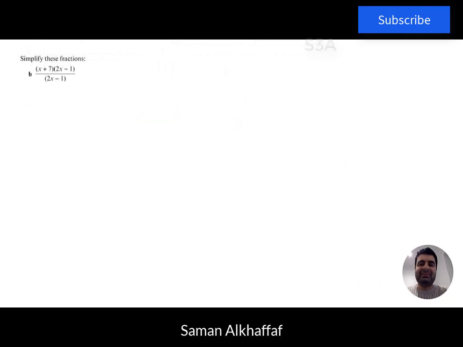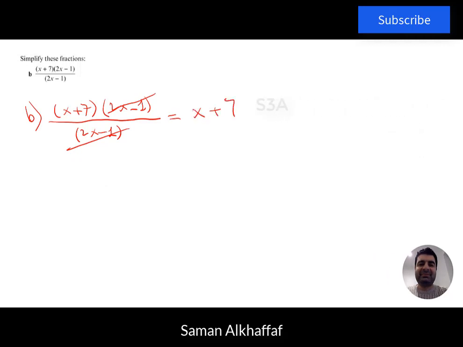In this example, we need to simplify the expression shown, and we have multiple brackets in the numerator and the denominator. So first we will expand the brackets. So we will have x plus 7 in the first bracket and 2x plus 1 in the second bracket in the numerator, divided by the denominator, which is 2x minus 1. So here we have a scenario where in the numerator and the denominator we have 2x minus 1, so they can be cancelled with each other, and that will give us x plus 7 as the answer for this expression.